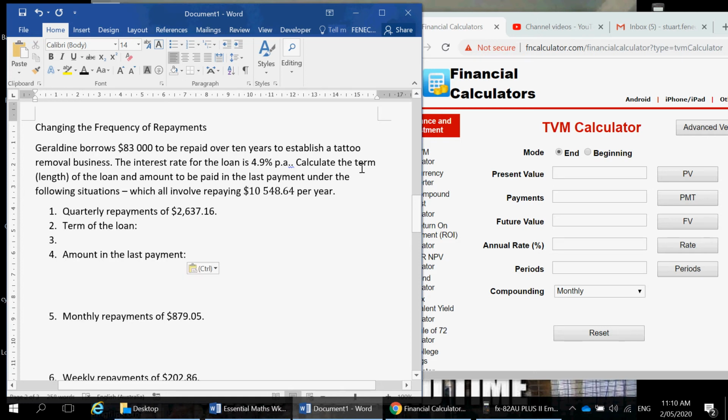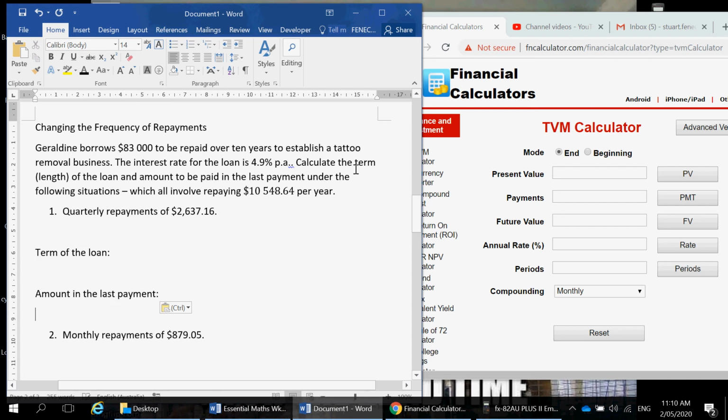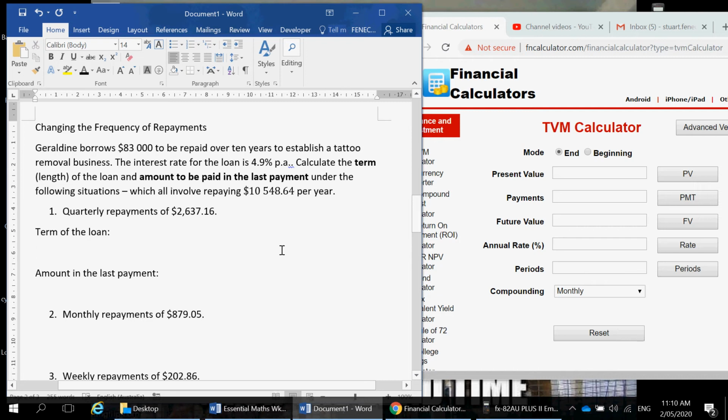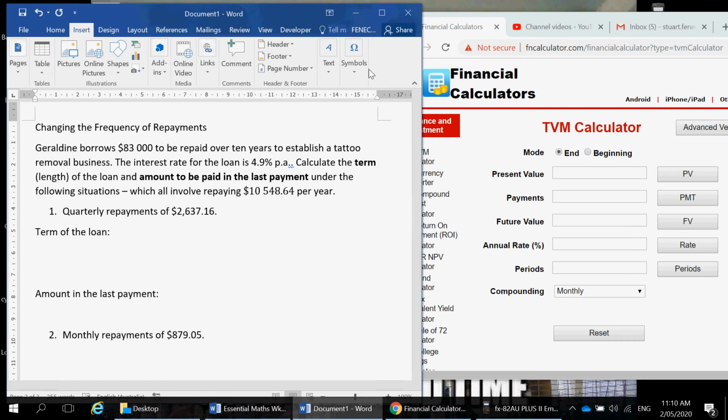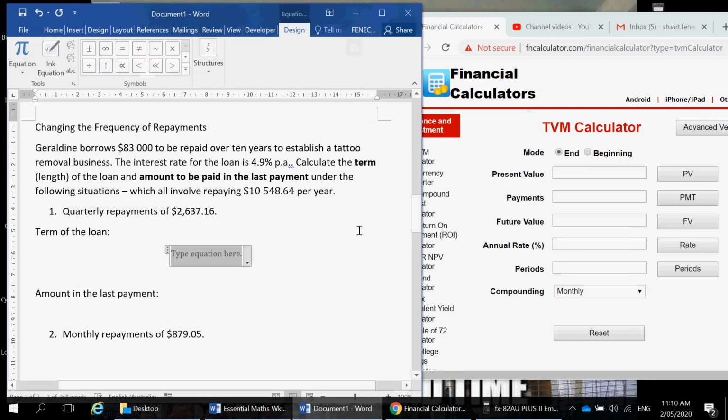The question asks, firstly, for the term of the loan under each situation, and then it asks for the amount to be paid in the last payment under each situation. So for each situation, we are going to investigate both of these aspects. So term of the loan, we've got our calculator here. As with all of these questions, it's a matter of working out what you've got and what you want, putting it in the calculator and getting an answer.